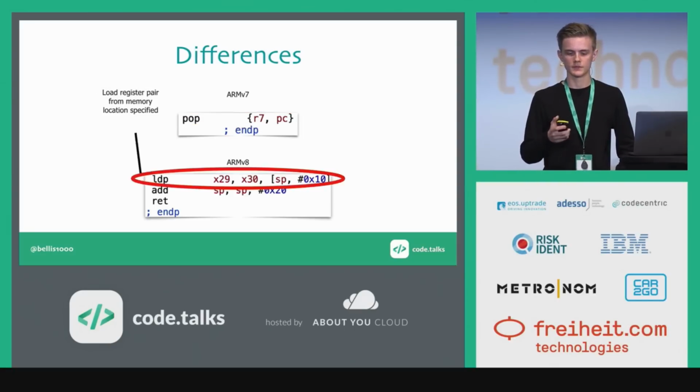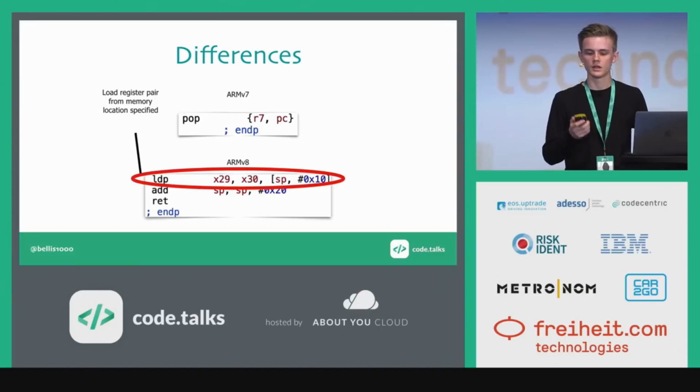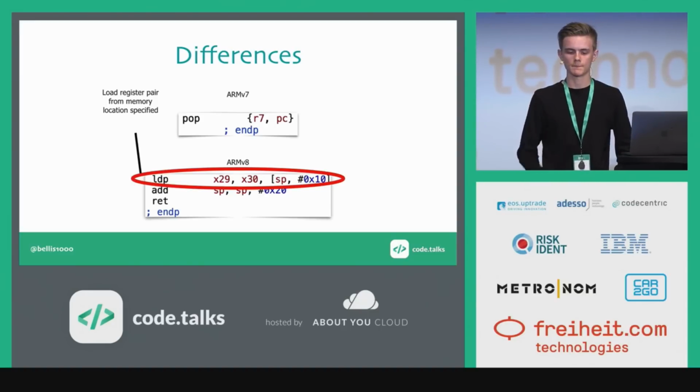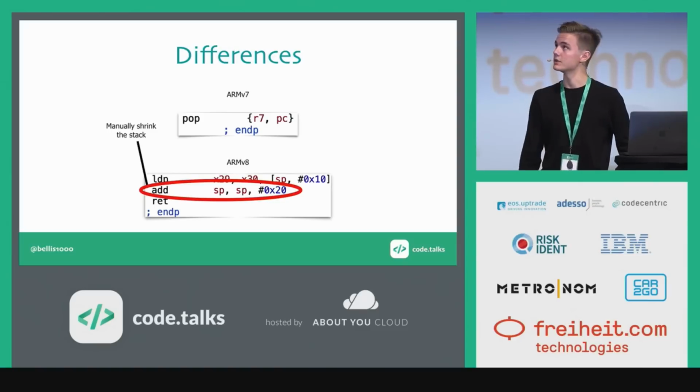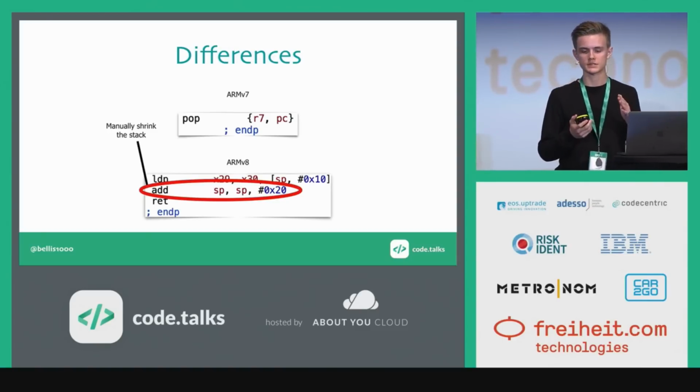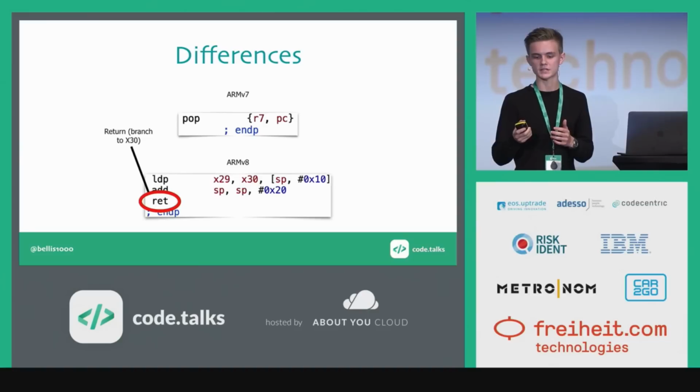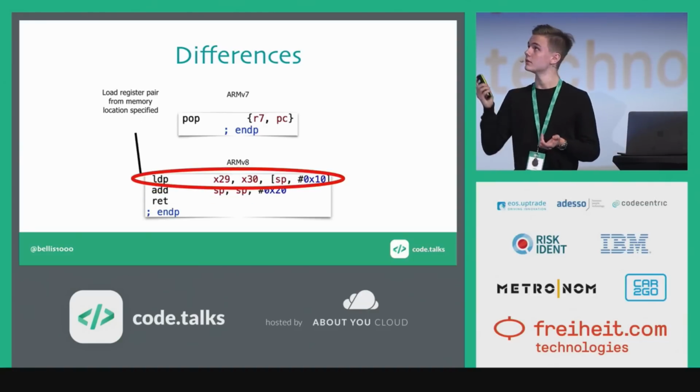And in ARMv8, this time there are 3 instructions. Again, we do the opposite of what we did before. You load a pair of registers from the stack relative address. Then you add a value to the stack pointer to shrink the stack back to its original size. And then finally, in this case, we're returning from a function, so you use ret, which branches to X30, which you would have just loaded from the stack there.